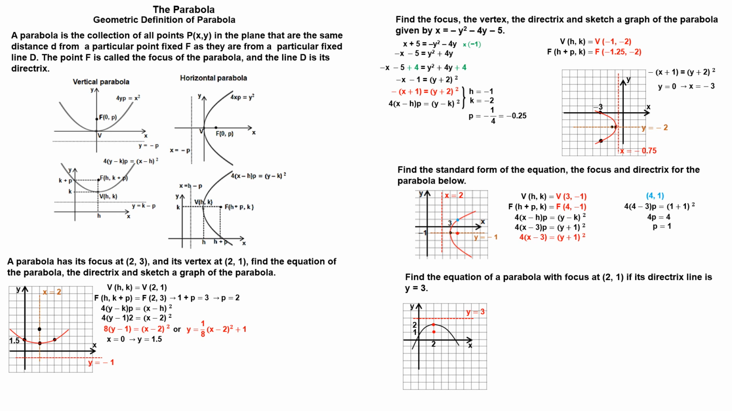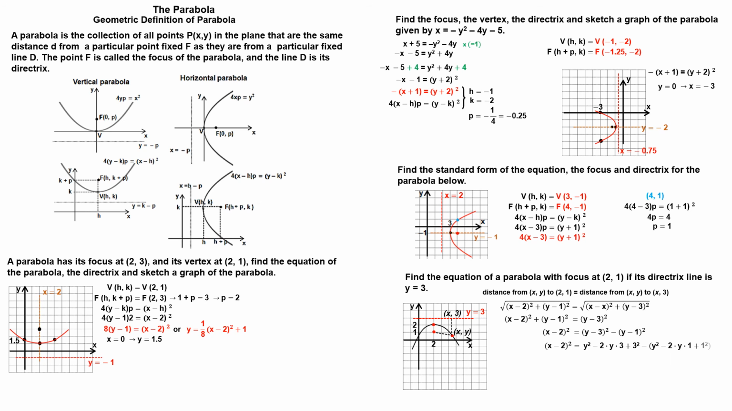Let x and y be any point on this parabola. The distance from this point to the focus must be the same as the distance from this point to the directrix. We can use the distance formula to find an equation of this parabola. Square each side. Isolate the y terms. Finally, we obtain the equation of this parabola.